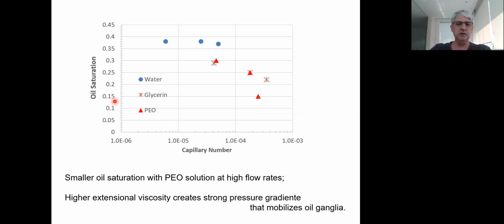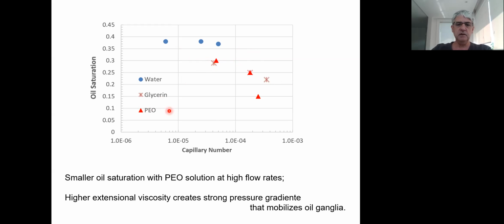So we can map these results in an oil saturation as a function of capillary number. The blue circles are for the water. The red crosses are for the glycerin. It's lower than the water because, again, it's just a Newtonian liquid with a higher viscosity. So the viscosity ratio between the phases is different.